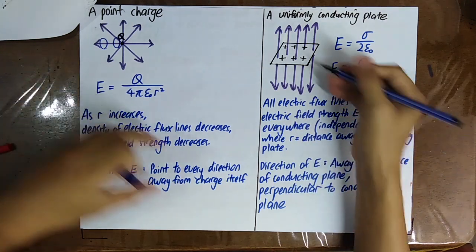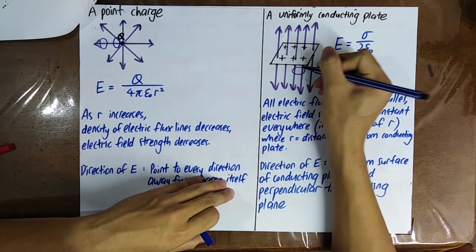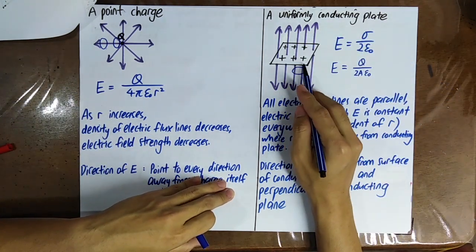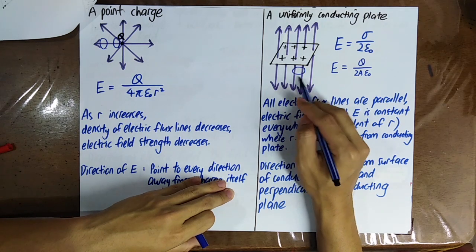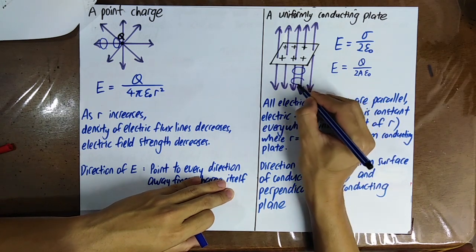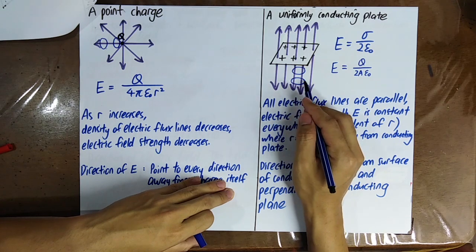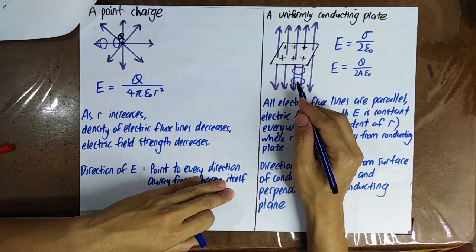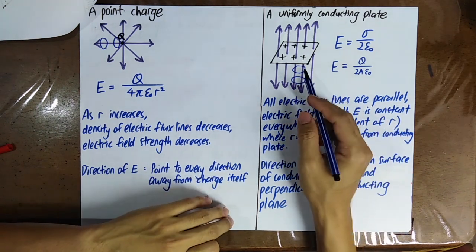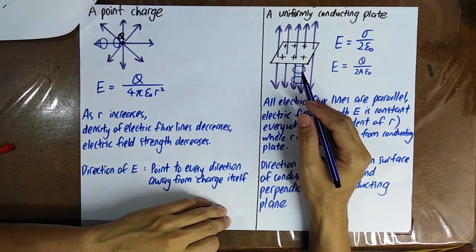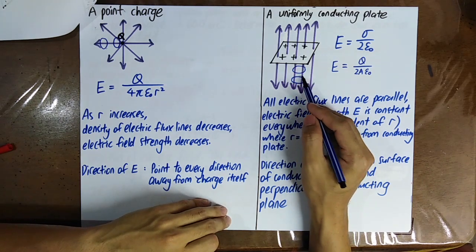So now you choose a region. There are two electric field lines passing through this region. You choose another region. There are also two electric field lines passing through this region, so I can say that the electric field strength here is the same as the electric field strength here.